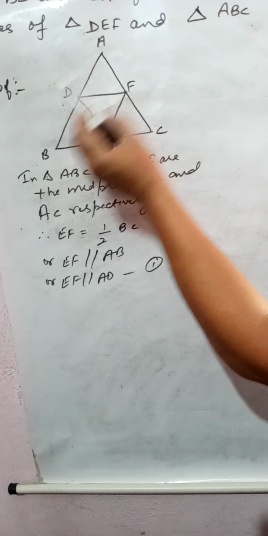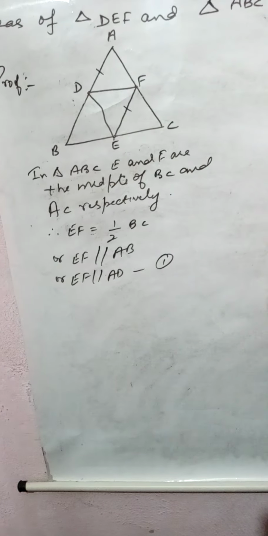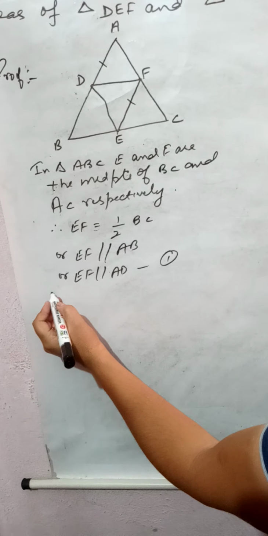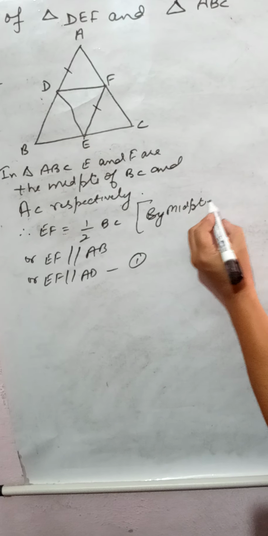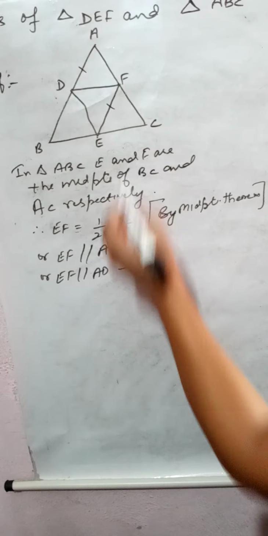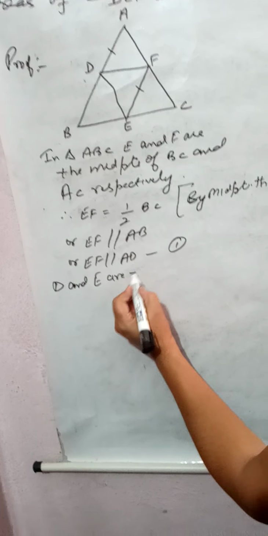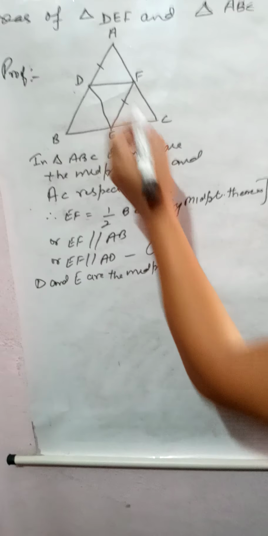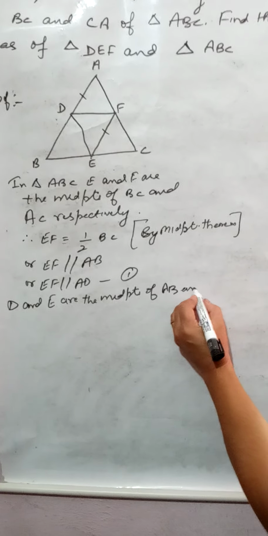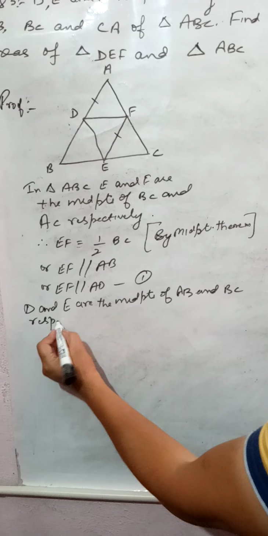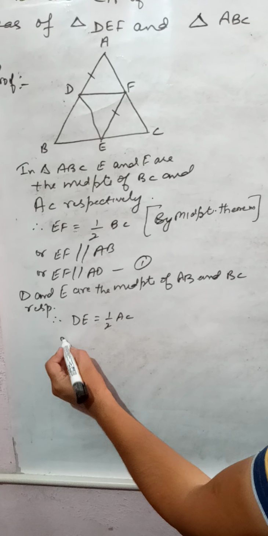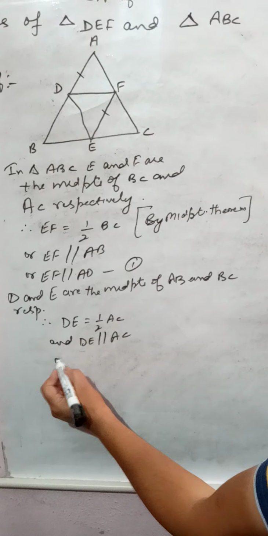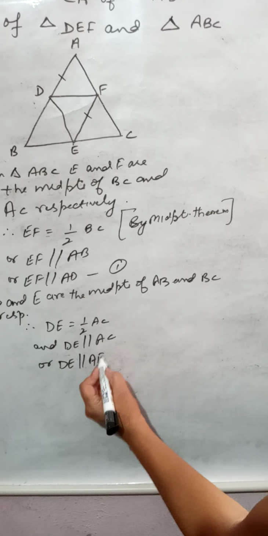We need to make ADEF a parallelogram. I have made this side parallel to this one. Now again by the midpoint theorem, here is one more condition: because D and E are the midpoints of AB and BC respectively, DE equals half of AC and DE is parallel to AC, or we can just say DE is also parallel to AF. Let it be 2.